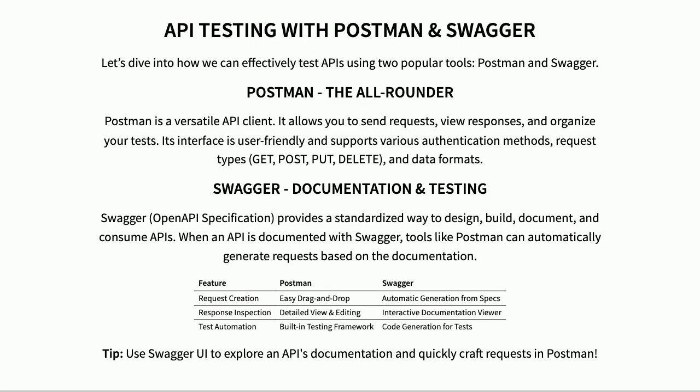Okay, let's talk about testing API. We're going to look at two really great tools for the job, Postman and Swagger. Postman is like a super helpful client that lets you send requests to your API and see exactly what comes back. It's really intuitive. Then we have Swagger, which is all about documenting your API in a standard way. When an API is documented with Swagger, tools like Postman can automatically generate the requests for you. Think of it as having a built-in guide. We've got a quick table here comparing some key features to give you a better idea.